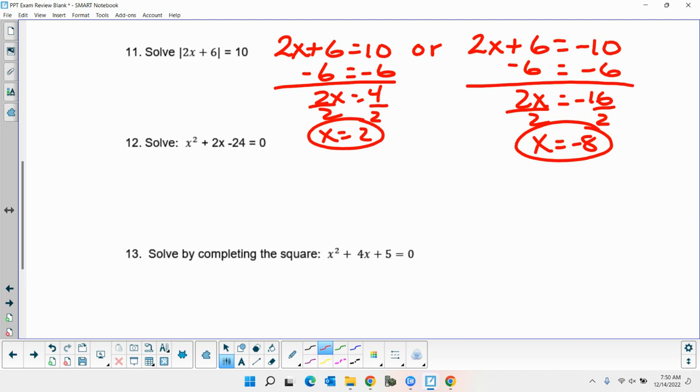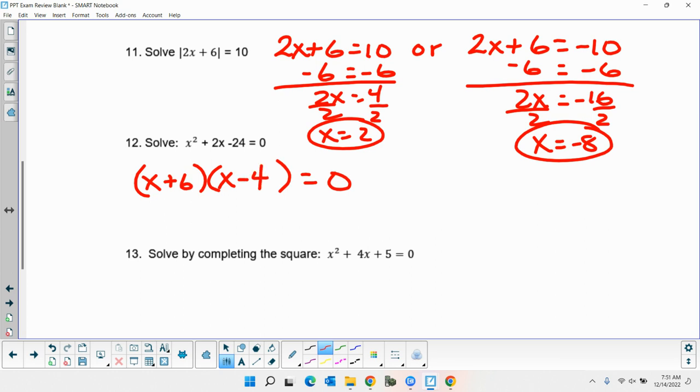Number 12, we have to factor. It's a quadratic. You don't have to factor, I guess. You do whatever method, but you could graph it if you want and all that stuff. But this is an easy one to factor because the a value is 1. So factors of negative 24 that add up to a positive 2 are positive 6 and negative 4.